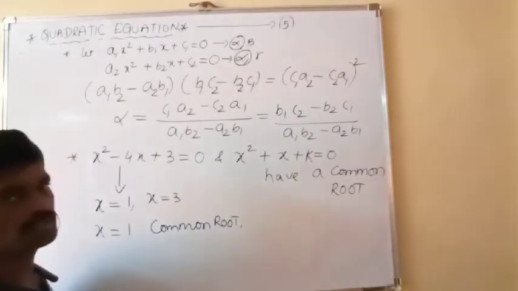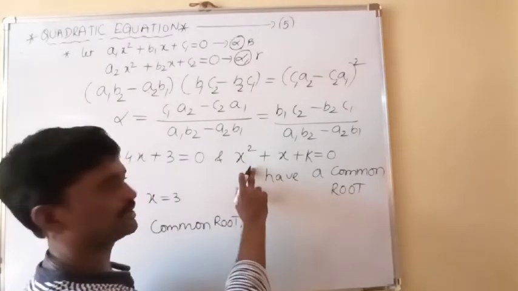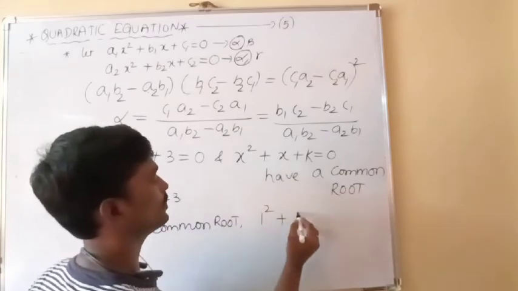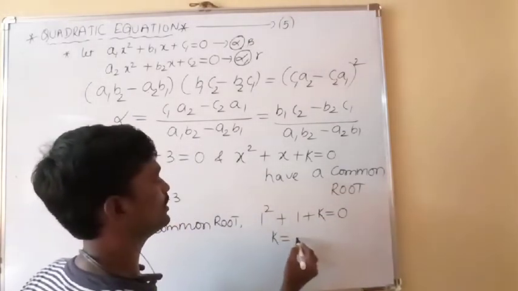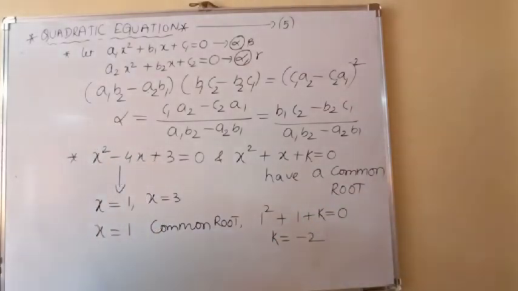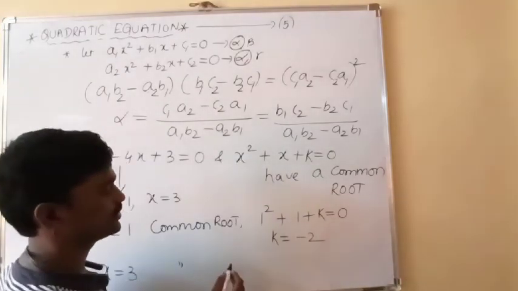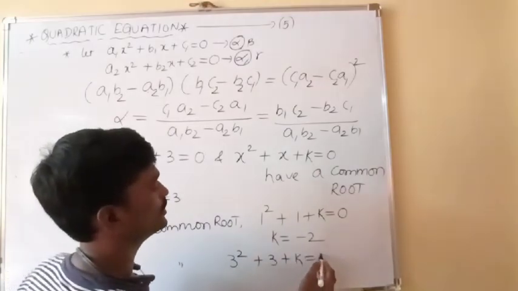If x is equal to 1 is the common root, then x is equal to 1 is also a root of this equation, so x is equal to 1 satisfies this equation. Then we have 1 square plus 1 plus k is equal to 0. So k is equal to minus 2. Similarly, suppose x is equal to 3 is a common root, then 3 is also a root of this equation. We have 3 square plus 3 plus k is equal to 0.